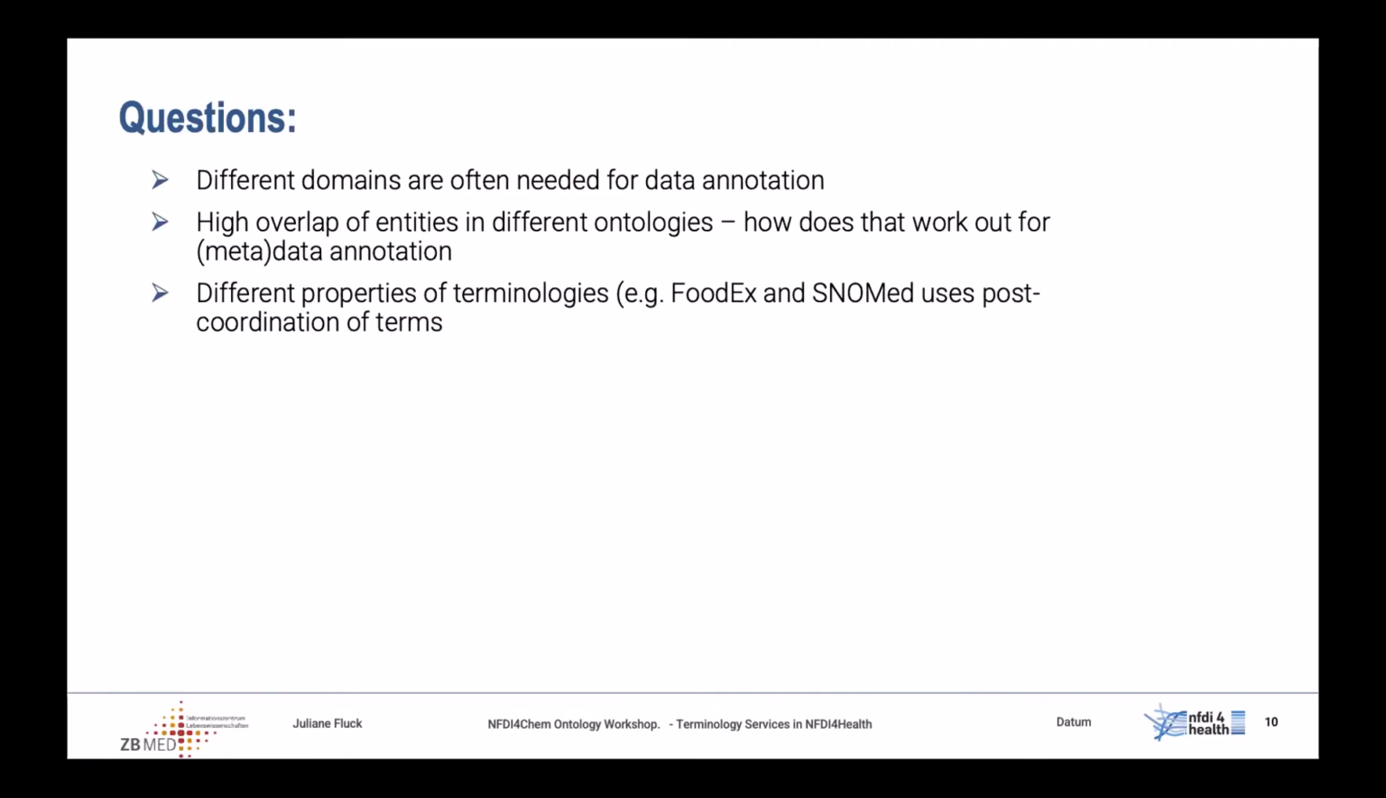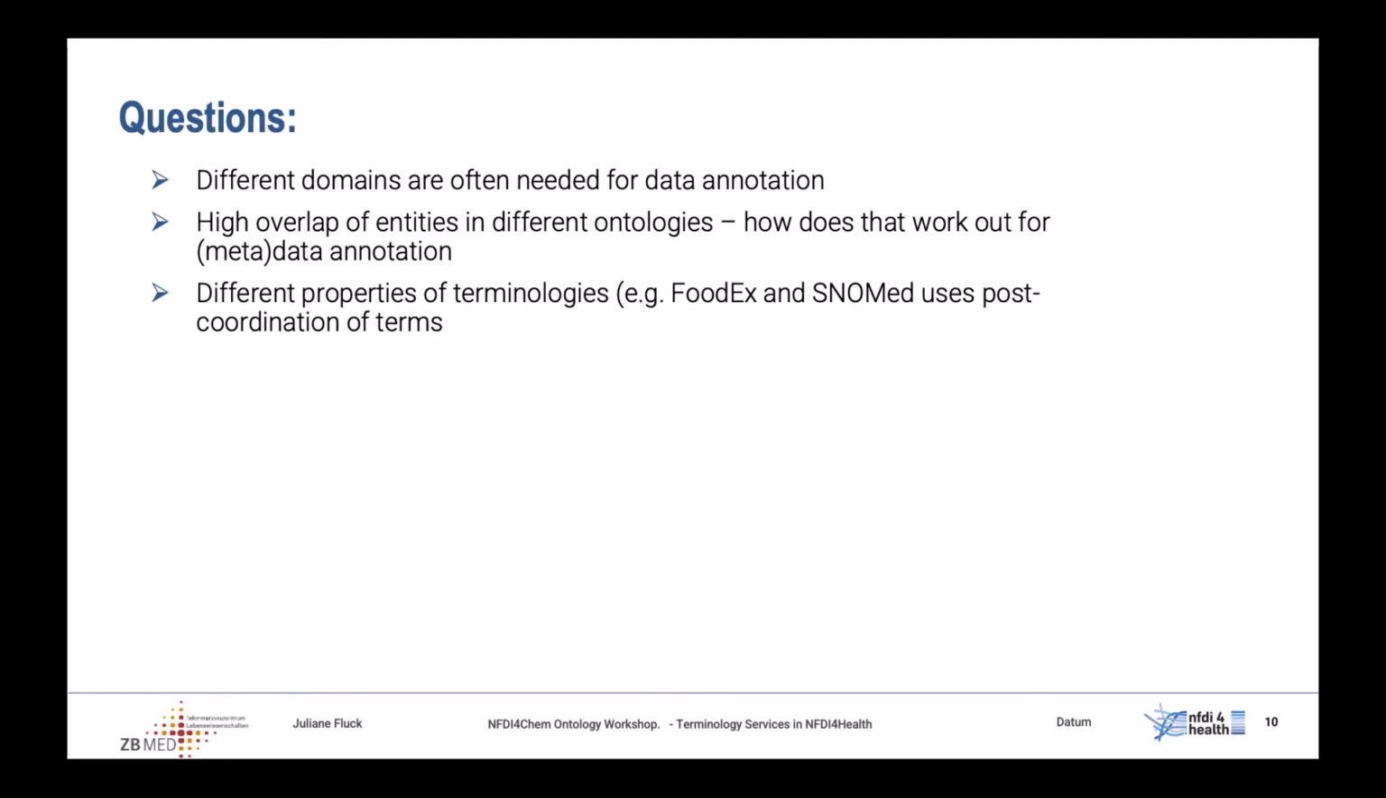That's my last slide, with my questions on ontology development. We need different domains for data annotation, so I would like to rely on the chemical area to provide the ontologies. The problem we have with annotation is that we have a high overlap of entities in different ontologies, and that makes it very hard for a simple user to get an annotation right. That's what we face currently, not only for chemistry but also for our other ontologies, which is a major problem.